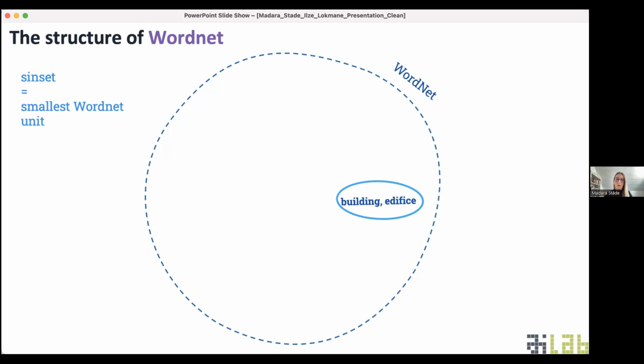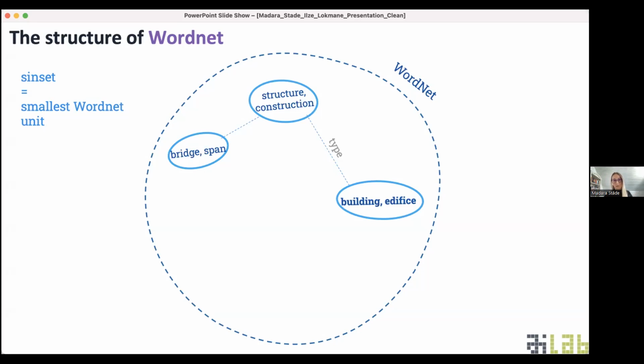And this is just one unit, one synset, but it is connected to other synsets. For example, a building is a type of structure, and there are different types of structures. So a bridge is also a structure. So we can see that by following this logical chain of semantic relationships between words and word meanings, we have gone from building to bridge, and our WordNet is already growing by the second.